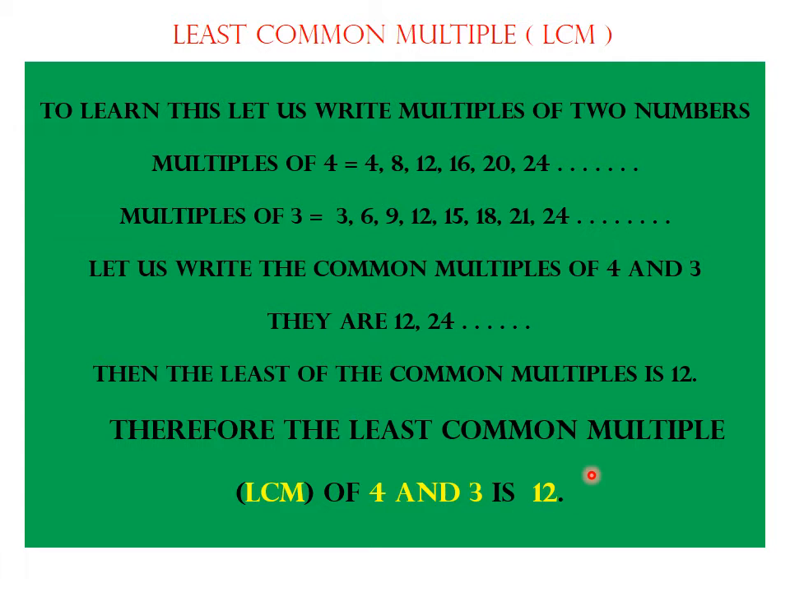So, this is the way we find the least common multiple of any number of numbers. That is, we can find the LCM of two numbers, and we can find the LCM of three numbers or four numbers. First, we write the multiples and then write the common multiples, and we have to find the least of the common multiples, which is the LCM of the given numbers.